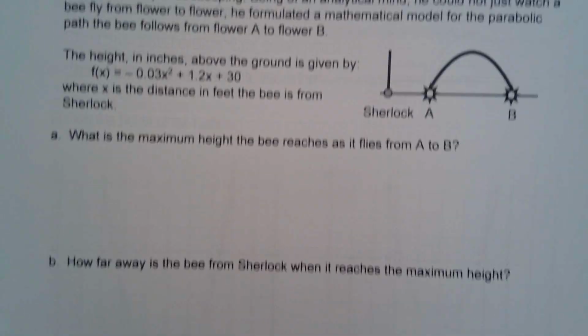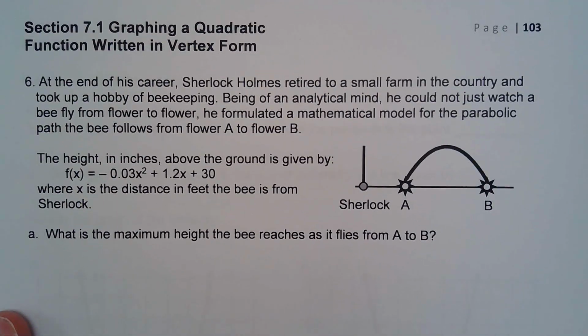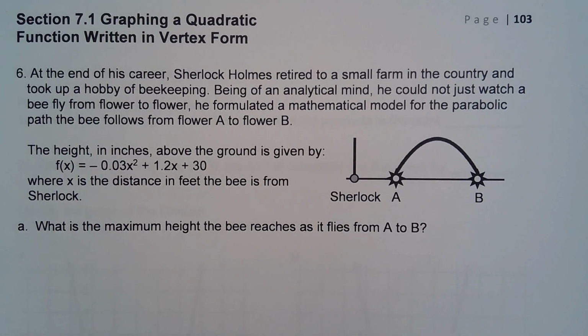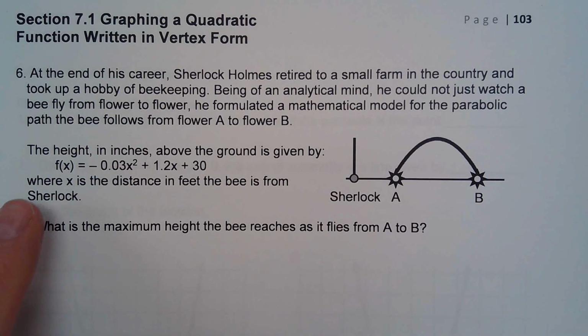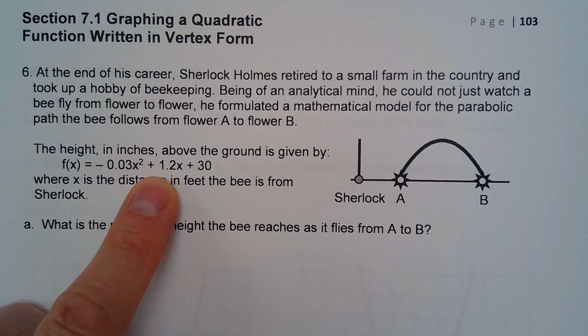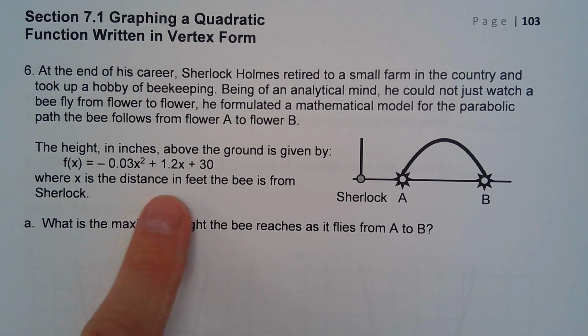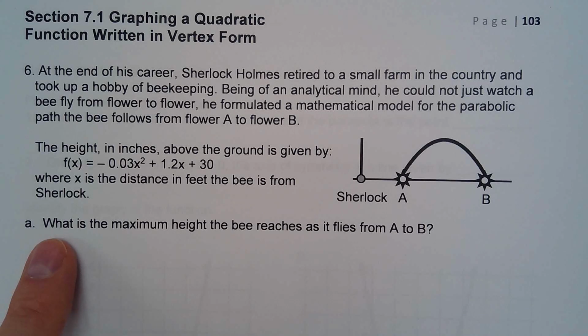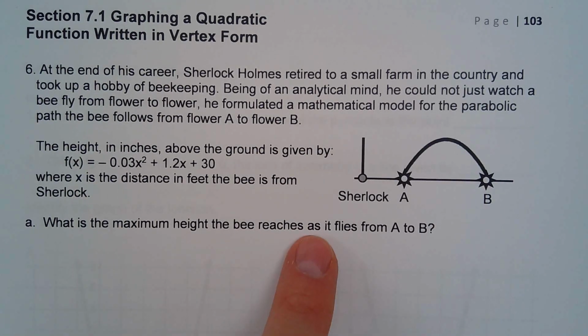All right, let's try some applications. At the end of his career, Sherlock Holmes retired to a small farm in the country and took up a hobby of beekeeping. Being of an analytic mind, he would not just watch a bee fly from flower to flower. He formulated a mathematical model for the parabolic path the bee follows from flower A to flower B. The height in inches above the ground is given by f of x equals negative 0.03x squared plus 1.2x plus 30, where x is the distance in feet the bee is from Sherlock. What is the maximum height the bee reaches as it flies from A to B?